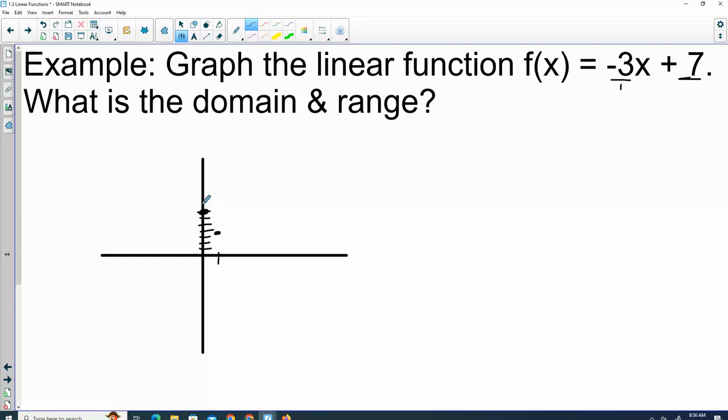Or the alternative, you could go up 3 and backwards 1. Won't matter. You really only need 2 points. You can do more if you want. Keep continuing your slope. I don't draw straight lines very well up here. So then we draw our line. What is our domain and range?